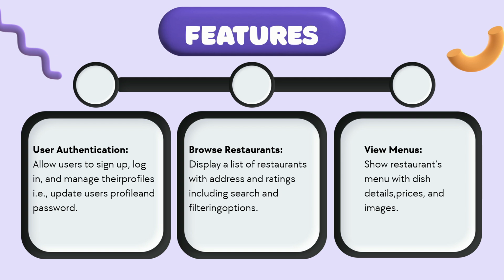Features. User authentication allows users to sign up, log in, and manage their profiles, for example, update user profile and password. Browse restaurants: display a list of restaurants with address and ratings, including search and filtering options. View menus: show the restaurant's menu with details, prices, and images.